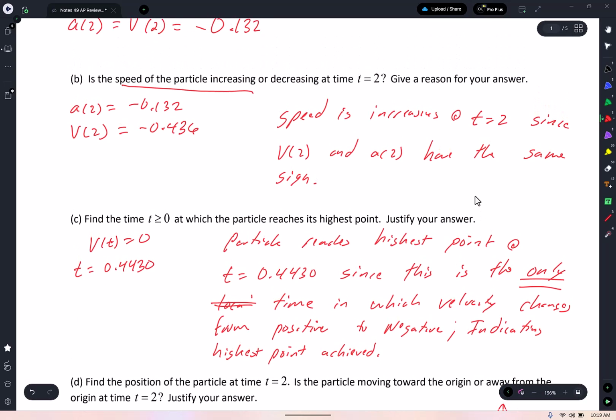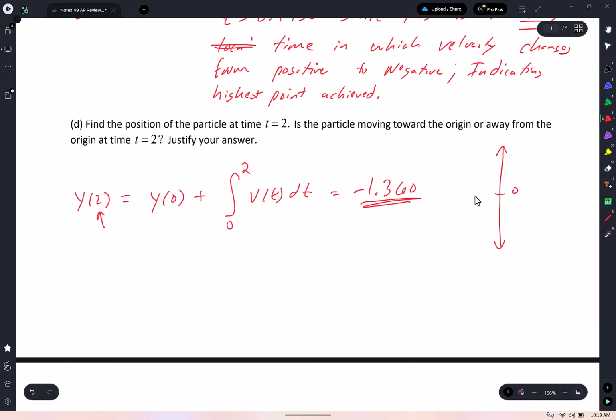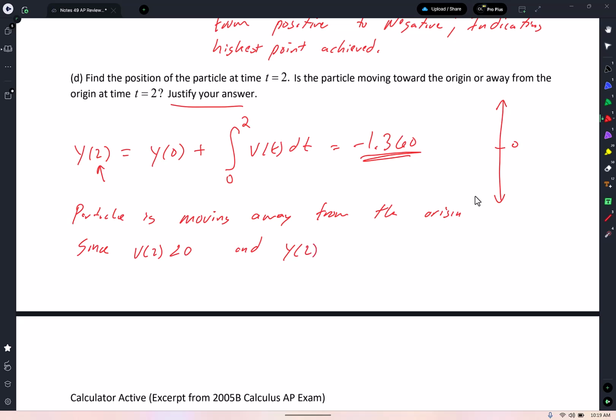Did I already get my velocity at 2? My velocity at 2 is negative. So am I moving towards or away? Away. So you're going to write, particle is moving away from the origin since v of 2 is negative and y of 2 is negative. Did they say justify? Yeah, it does.